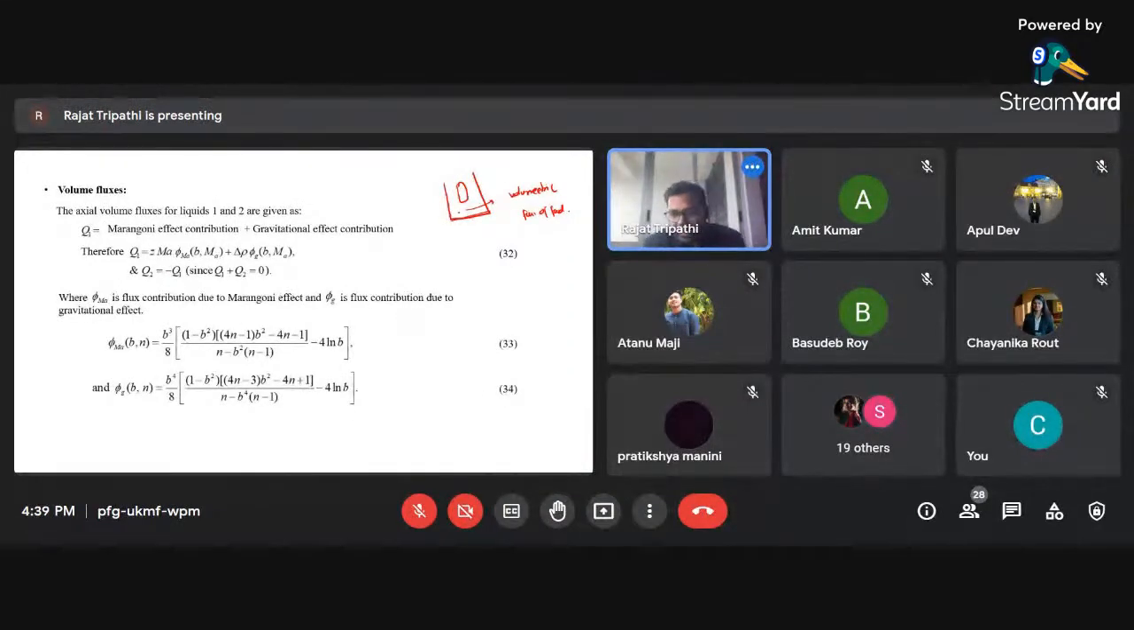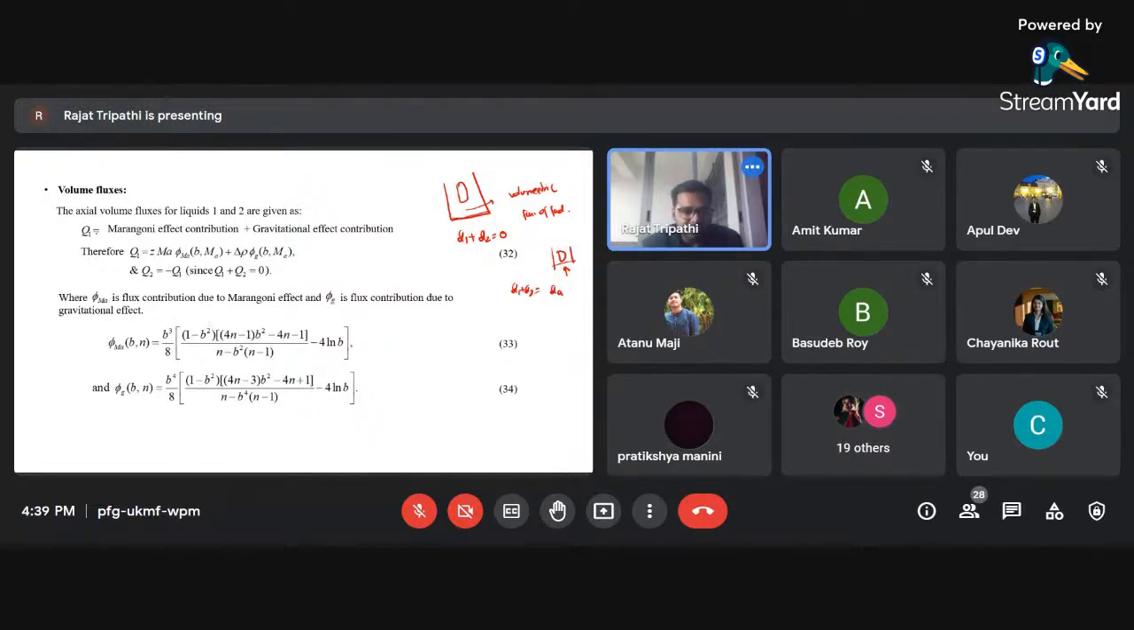Since this end is closed, conservation of mass dictates that the total volumetric flux should be zero. Had it not been closed, if it had been a condition like this, then we should have equated the total volumetric flux to the applied volumetric flux, let's say QA. But because there is no flux coming through here, the total volumetric flux of fluid 1 and fluid 2 is equal to zero.